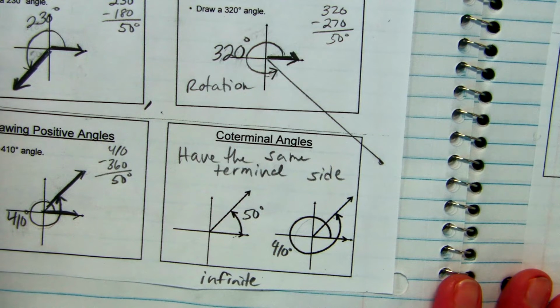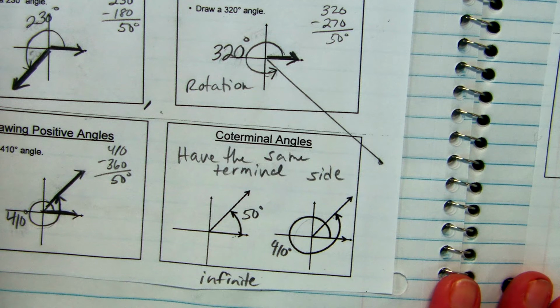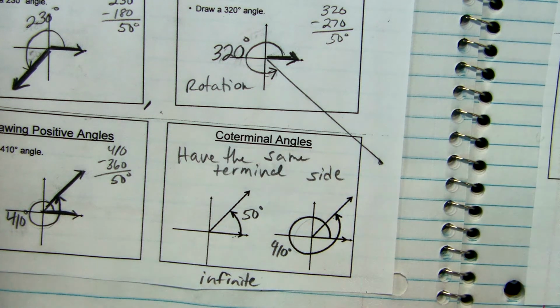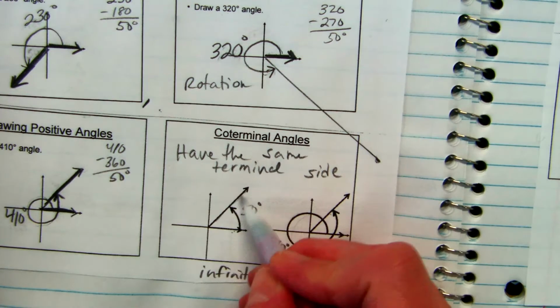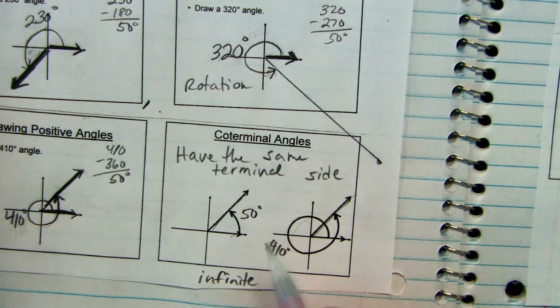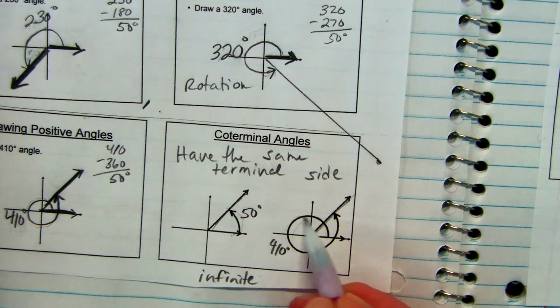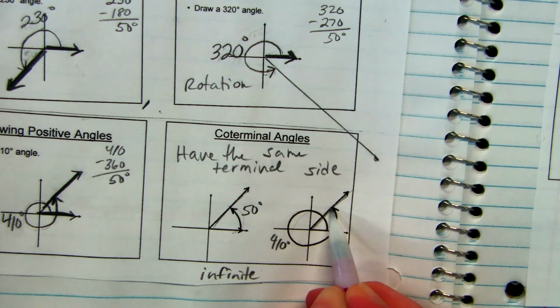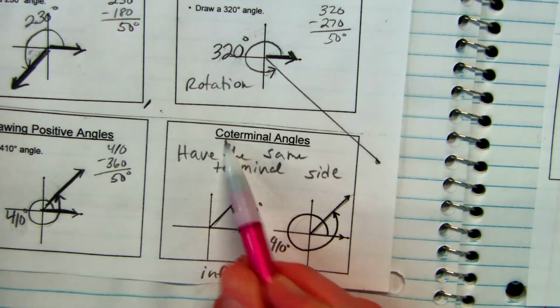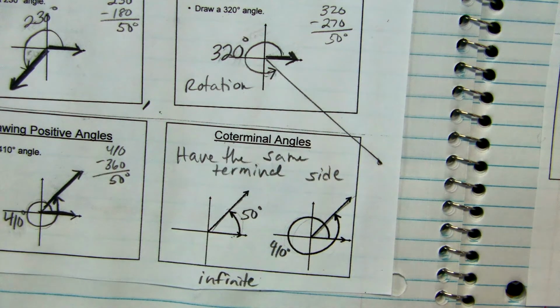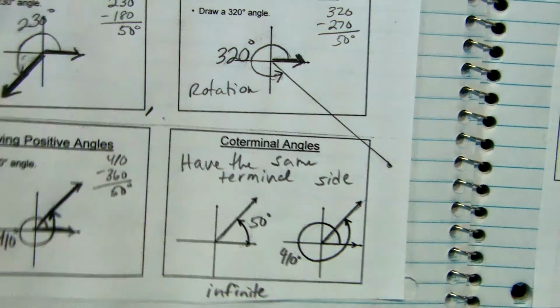Doing okay, everybody? This is getting stuff written down. It's good because I wrote down quite a bit there. But you can see that it ended in the same place. It's just this one stopped really quick. This one went all the way around and stopped. So co means with, and terminal, that's where it stopped. It terminated in the same place.